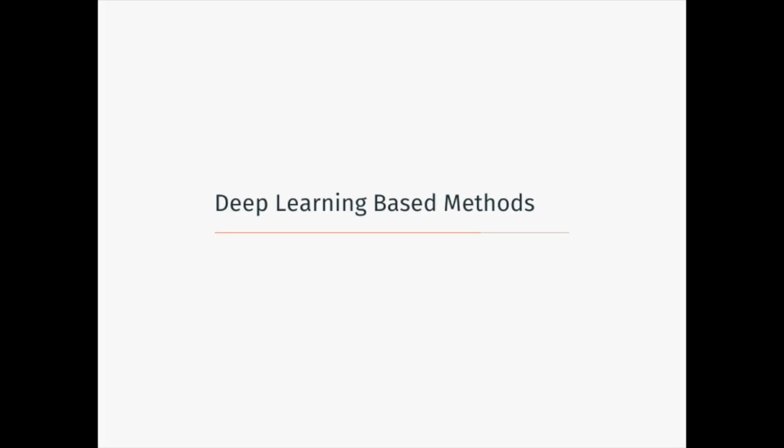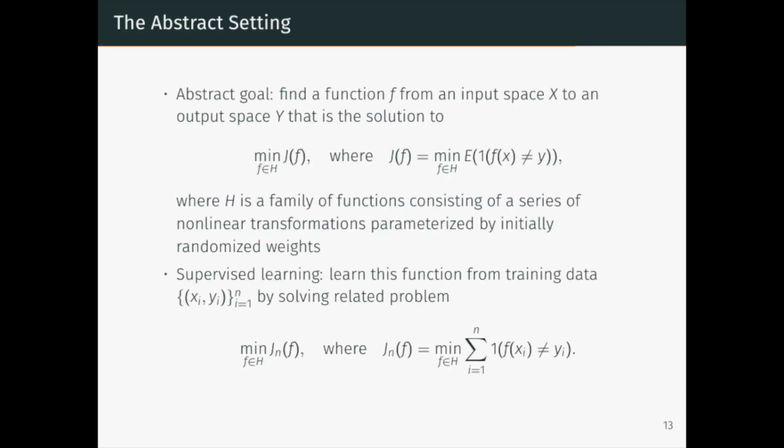To wrap things up, I'm going to talk a little bit about graph representation methods that are based on deep learning. In a deep learning methodology, we attempt to learn a function f from an input space x to an output space y. This function is a nested function consisting of a series of nonlinear transformations called layers parameterized by initially randomized weights. Here our input will be graph information.